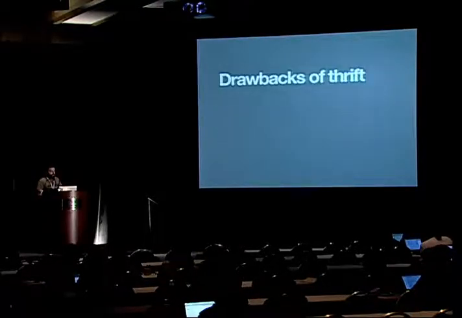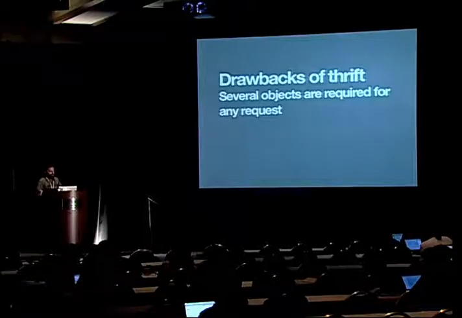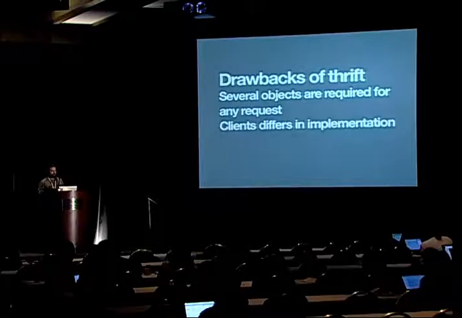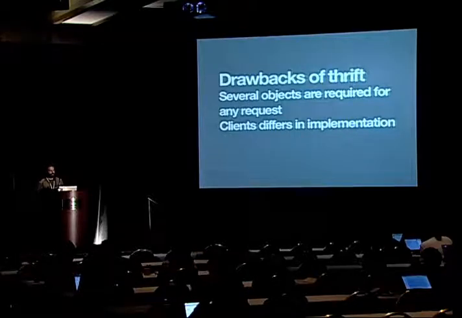Drawbacks of Thrift are that, as we saw on that Git slice, you have to compose several objects for any request you do. Some of the APIs have gone to great lengths to hide this, but in doing so, they get quite different in their implementations. So what you're doing in Ruby looks wildly different from what you're doing in Java, which is not at all what you're doing in Python. And if you have any sort of polyglot development going on in your shop, that's kind of a big deal and something you need to think about.